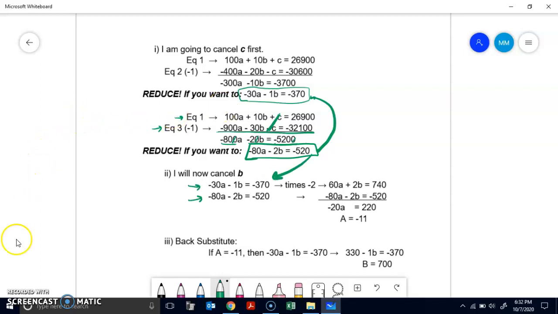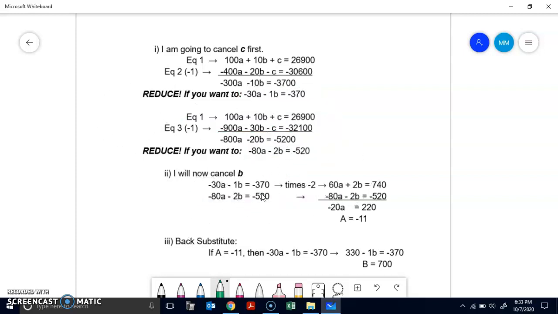And it should be pretty easy. I see this b, if I multiply this by -2, will cancel with the other b. Just basic elimination. So I'm going to multiply that top equation by -2. So it gives me positive 60. -1 times -2 is positive 2. -370 times -2 is positive 740. Watch your signs. And then the second equation can just stay like it is.